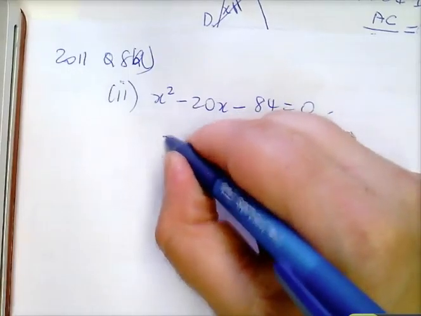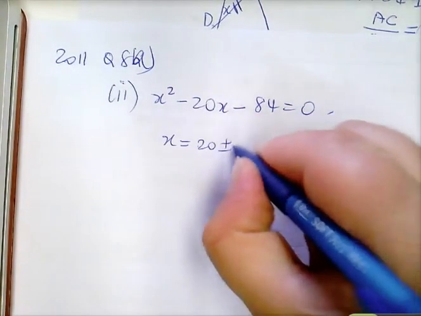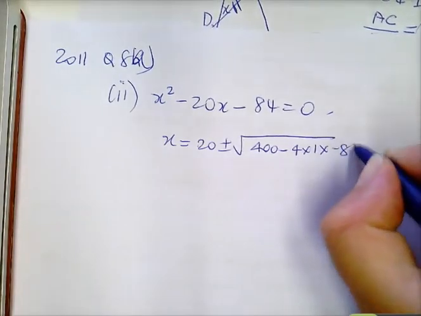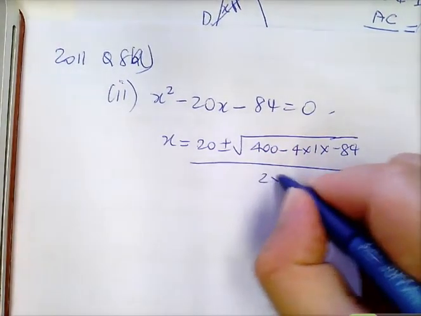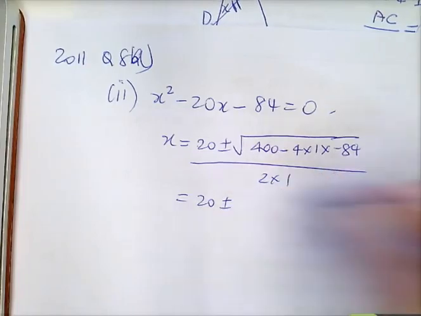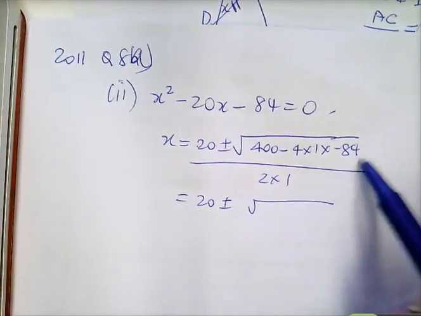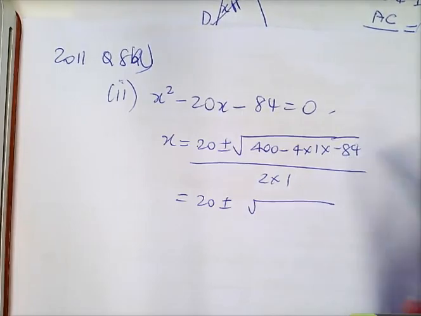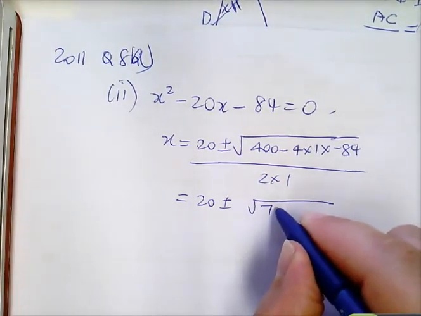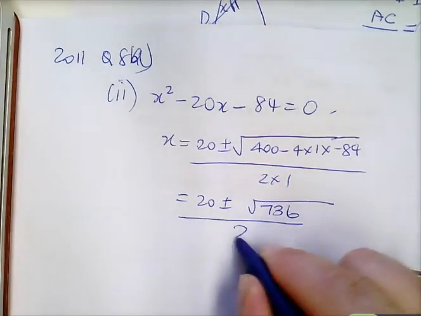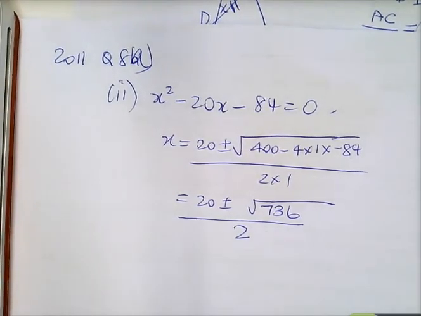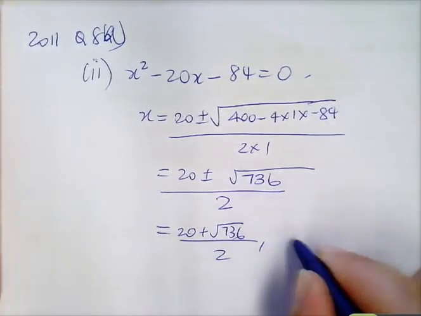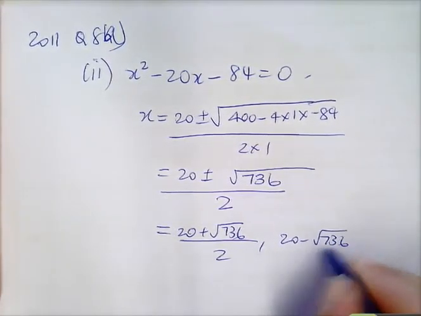So here it is, x is 20 plus or minus the square root of b squared, which is 400, minus 4 times 1 times negative 84, over 2 times 1. So it's 20 plus or minus the square root of, now 84 times 4 is 336, I think that's 736, over 2. I get 20 plus the square root of 736 on 2, or 20 minus the square root of 736 on 2.